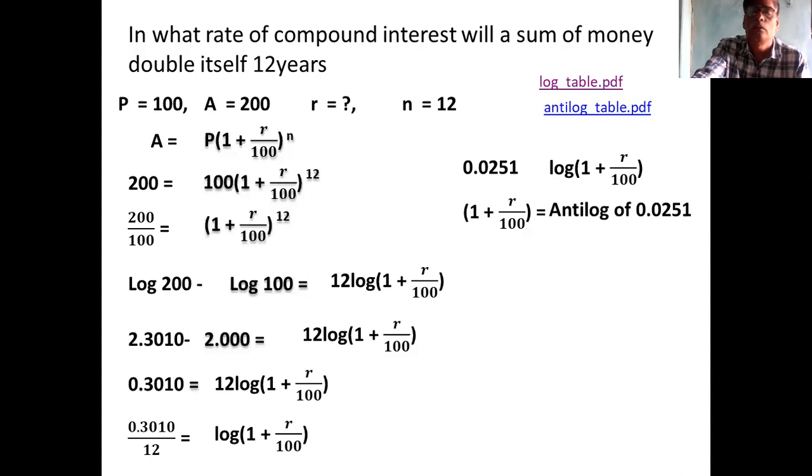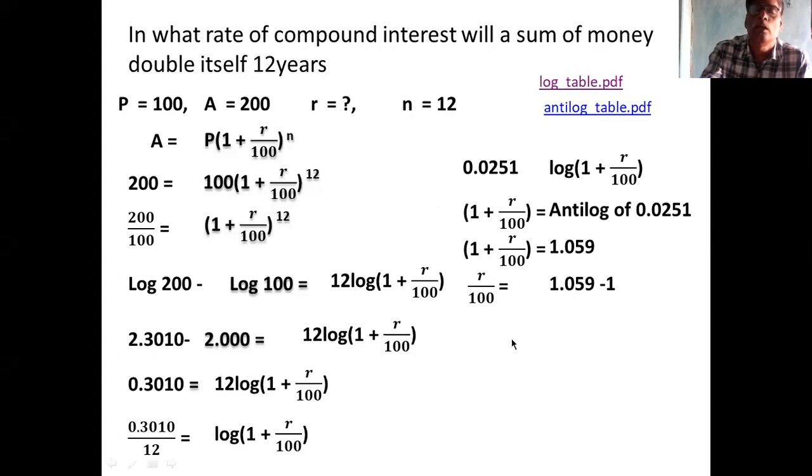You see the antilog table. In the antilog table, 02 natural number, mantissa fifth column, mean difference first column. Then the answer is 1059 in the antilog table. And put the decimal point. Characteristic is 0, so you give a decimal point after one digit. So the answer is 1.059. Then r by 100 is equal to 1.059.